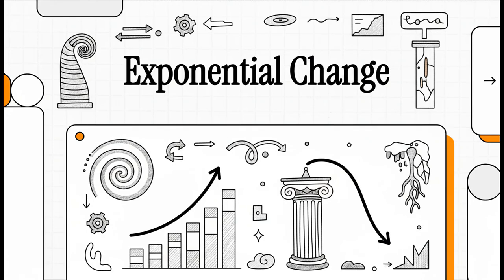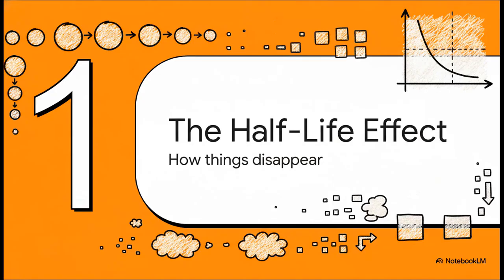Welcome to The Explainer. Today, we're going to decode a mathematical pattern that's pretty much hidden in plain sight, in everything from ancient artifacts to your bank account. It's a powerful force that governs how things grow and, well, how they fade away. All right, so here's a thought.